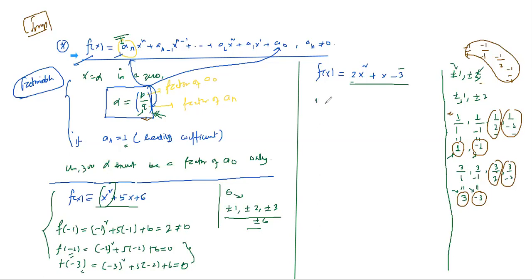So let me test with 1 only. 2 into 1 square plus 1 minus 3. What will it give? 2 plus 1 minus 3. Then this is 0. We are lucky. 1 is a 0. X equal to 1 is a 0. One zero we got. One more is needed. One more is needed. Right? One more is needed.